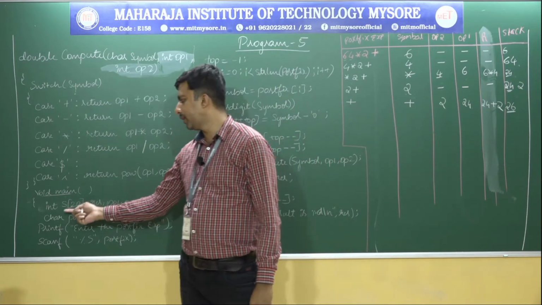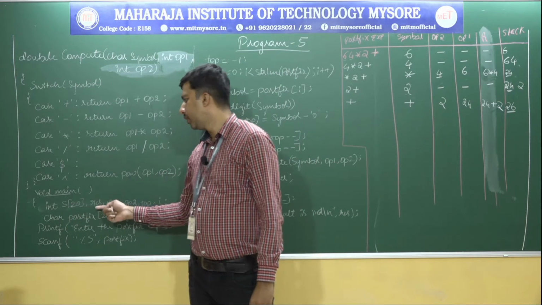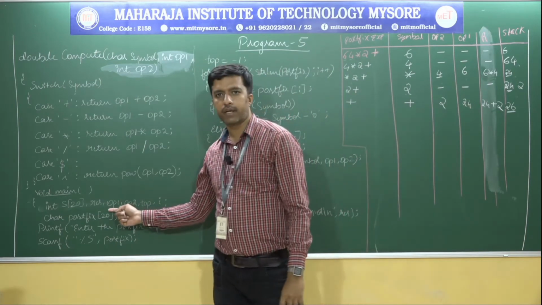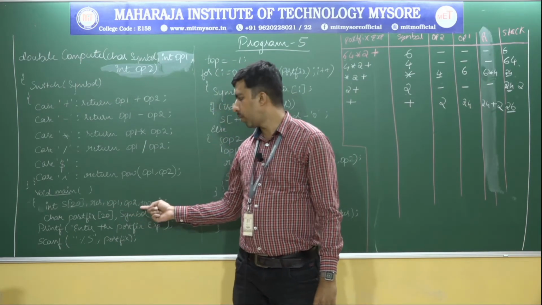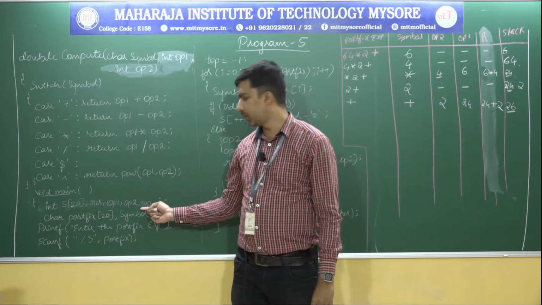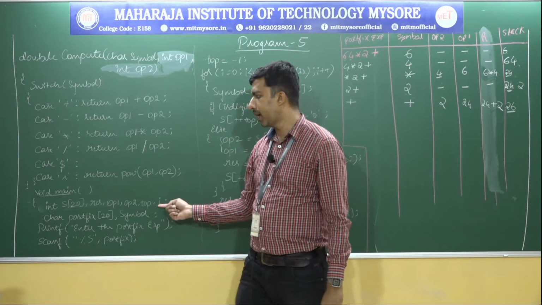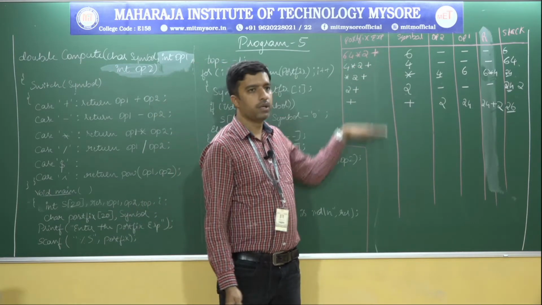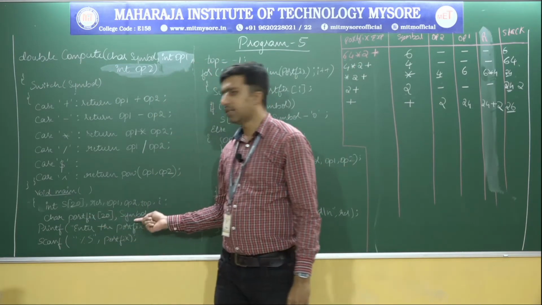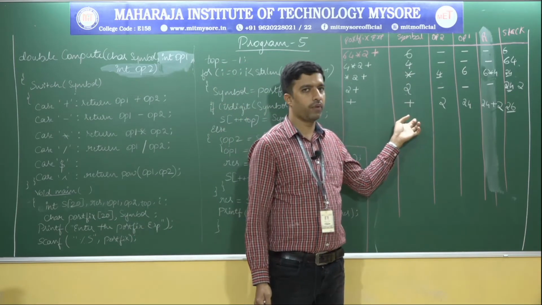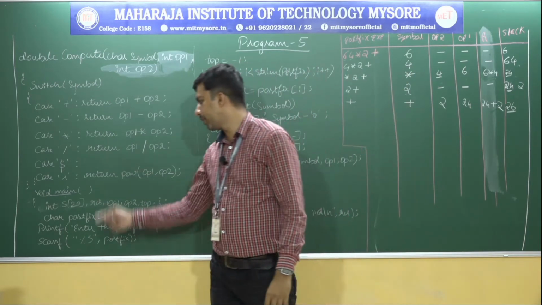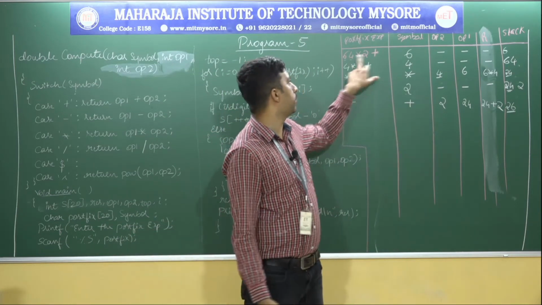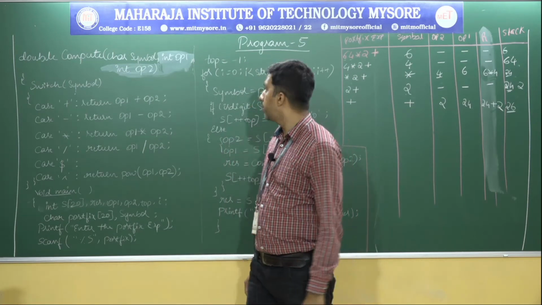I am going to repeat once again. Stack s of 10, and result to store the results in between. Next, operator 1, operator 2, and top, where the top of the stack will be stored. Looping variable i. Postfix of 20, that is a string. Symbol, where the scanned symbol is stored. These are my variables. Enter the postfix expression. It is accepted. This is my postfix expression. How it works? Let's see.